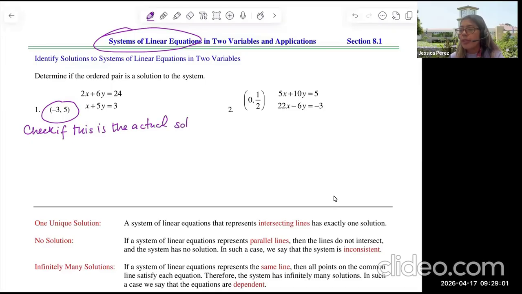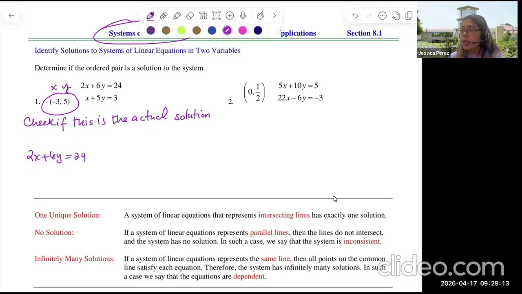To check if it's the actual solution, we're going to have to substitute this x coordinate and this y coordinate into both equations. So we have 2x plus 6y equals 24. Now we're substituting x to be -3, so 2 times -3 plus 6 times 5. Does that give us 24? That's what we want to check. So here we get -6 plus 30. Does that give me 24? 24 equals 24. That is correct. So it's true for the first equation.